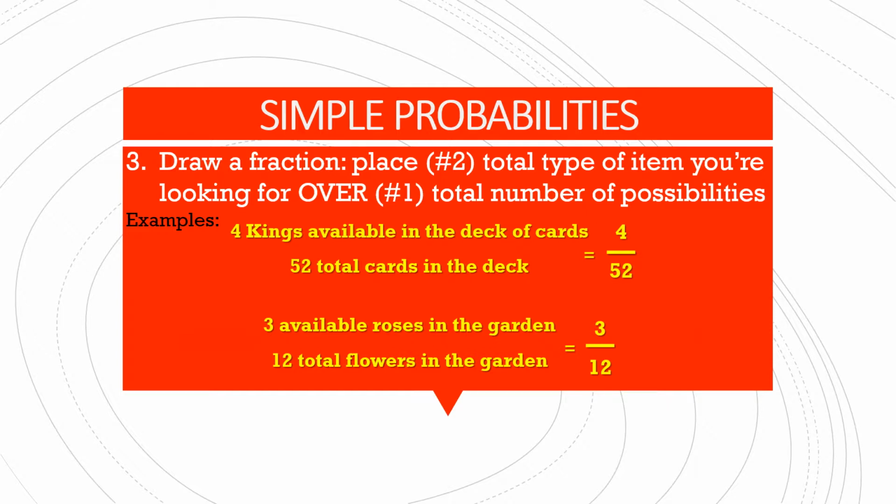And here it is written real pretty if you can't understand my handwriting. There's 4 kings available in the deck of cards, and that's 4 on the top, out of the entire amount, 52 cards, possibilities in the deck. That goes in the bottom. Down here, there's 3 available roses in the garden, so you write the 3 on top, out of the total number of flowers in the garden, which is 12.